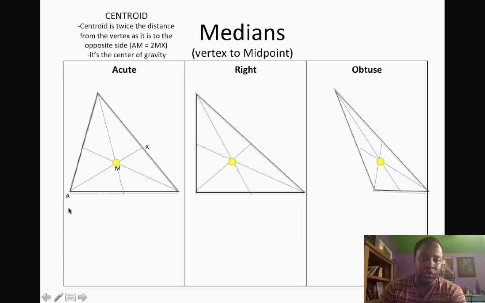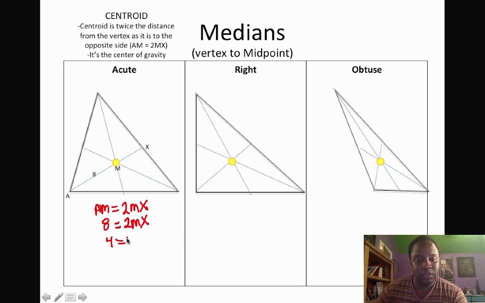Now, the other thing with centroids is that the centroid is twice as far from the vertex as it is from the opposite side. So we can create some problems around this. Let's say we know that the length of AM is equal to 8. That means we can figure out what MX would be equal to. Since AM equals 2MX, and AM equals 8, we can say 8 equals 2MX. We can divide by 2, and we get that 4 is equal to the length of MX. So we can say that this is 4.